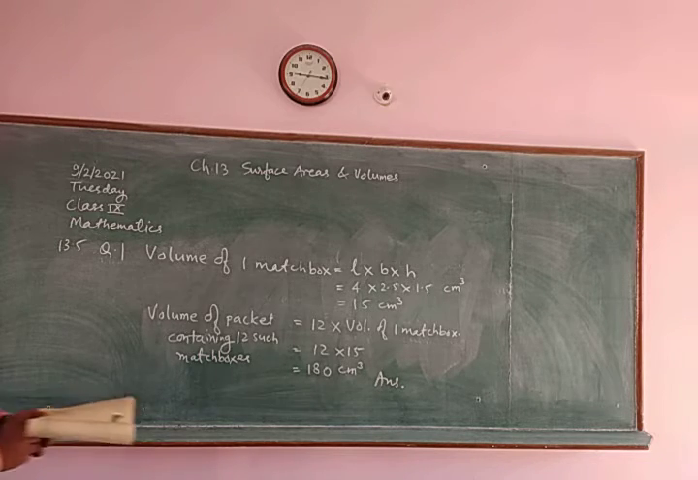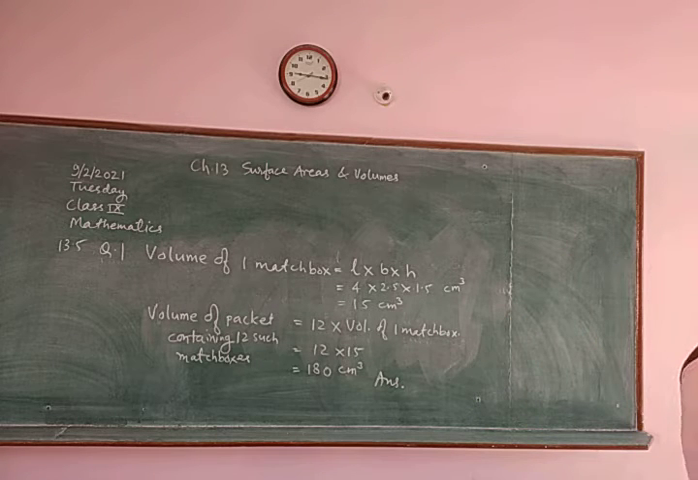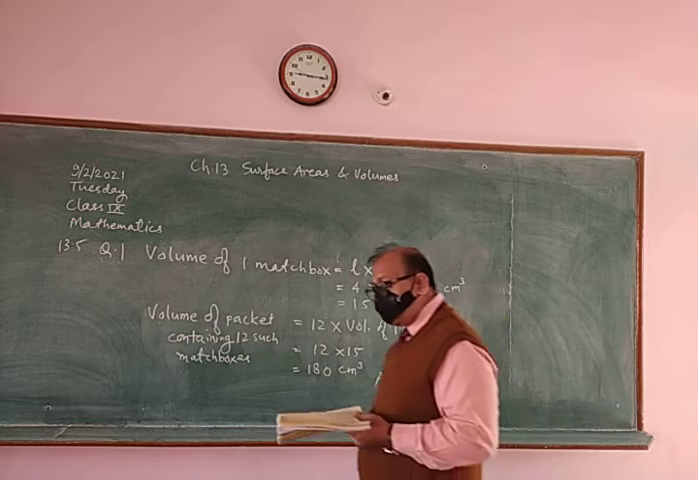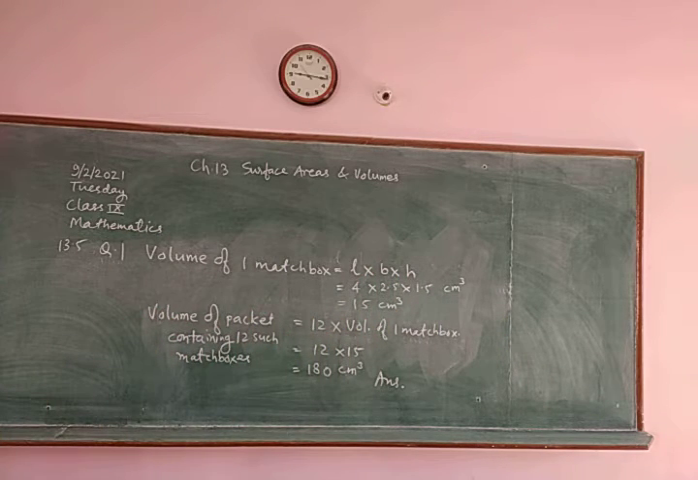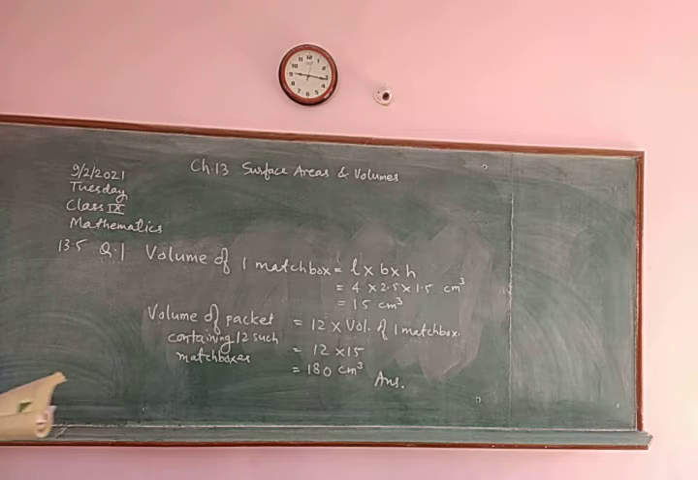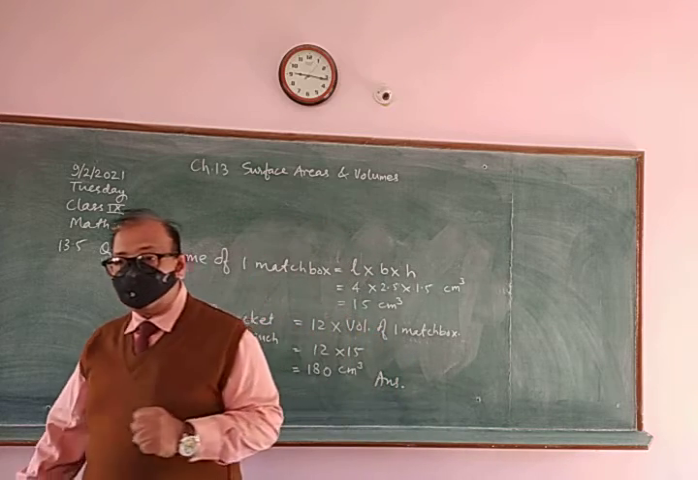Solve the question in your copy. Now the second question. A cuboidal water tank is 6 meter long, 5 meter wide and 4.5 meter deep. How many liters of water can it hold?